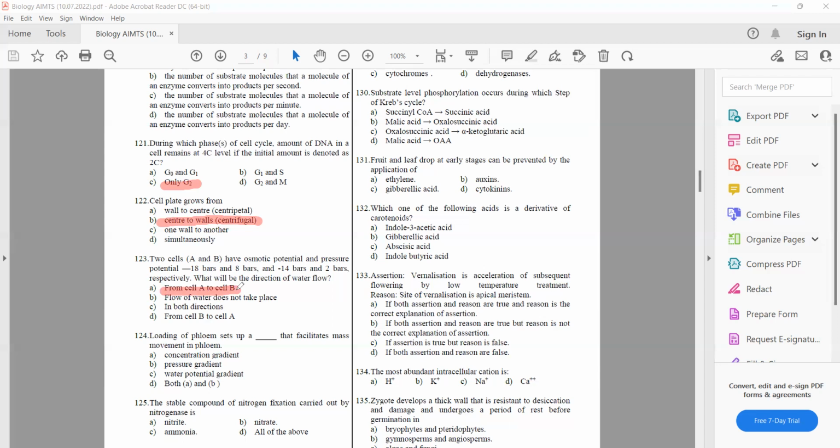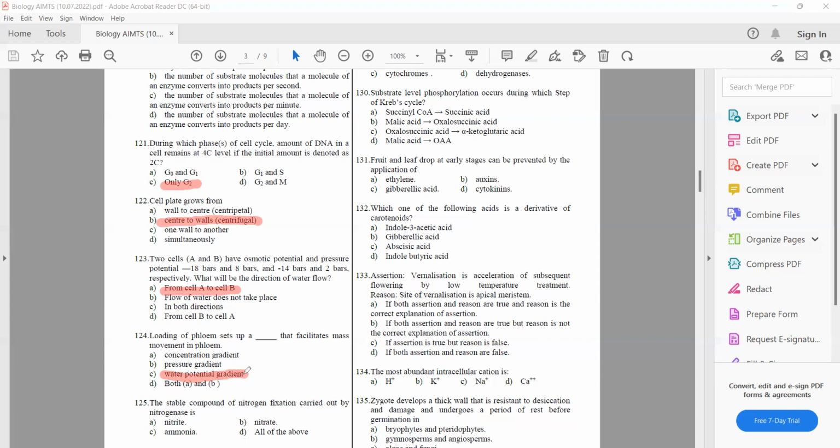124, loading of phloem sets up a dash that facilitates mass movement in phloem. When we talk about the loading of phloem, sucrose gets actively transported into the sieve tube. When the phloem is getting loaded, there will be a water potential gradient. So loading of phloem sets up a water potential gradient, which is responsible for facilitating the mass movement in phloem.